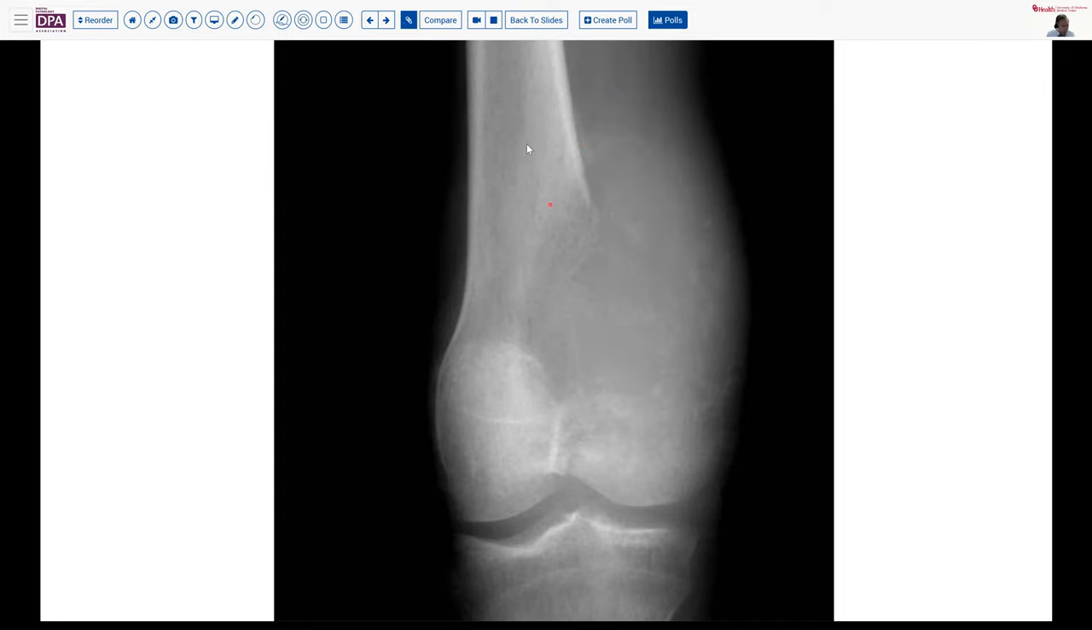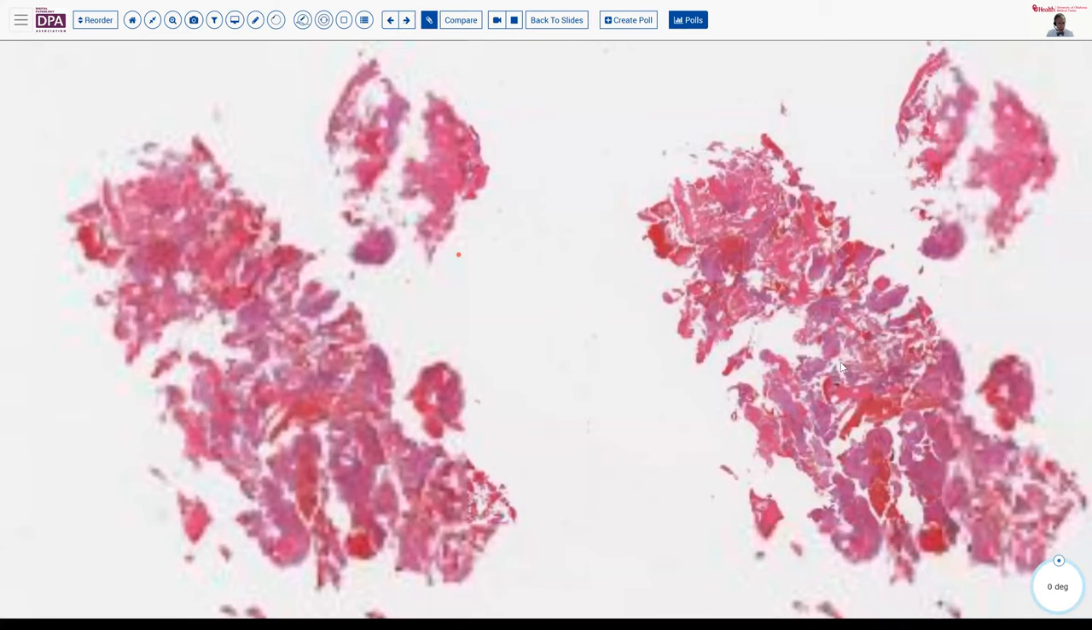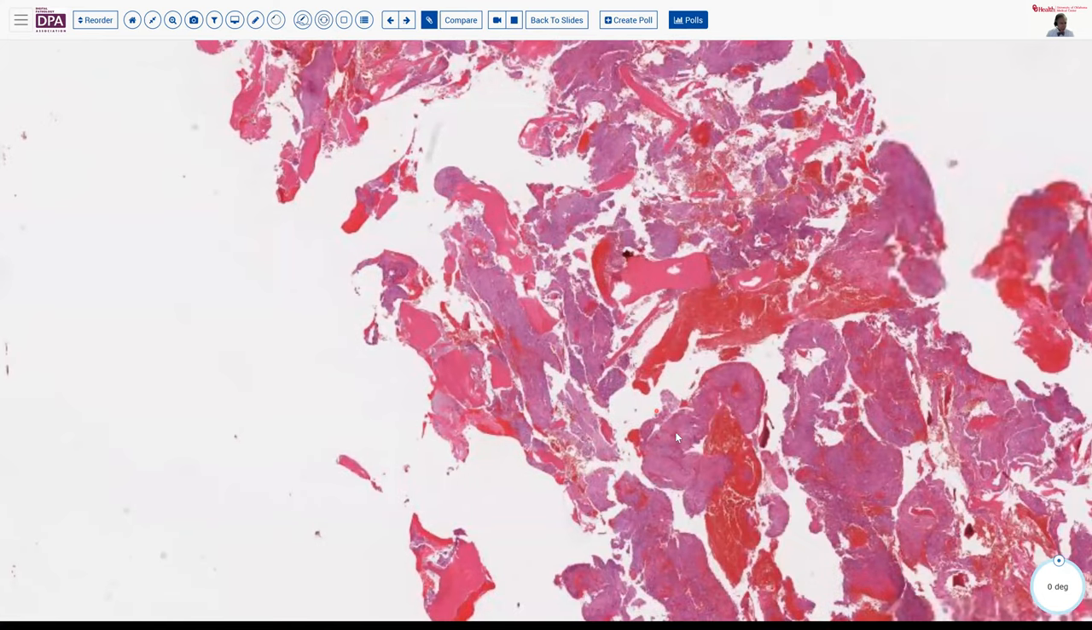Maybe you can even see a little bit of elevation of the periosteum up here, a little bit of a Codman's triangle. But if you look at the margins here, it's very hard to say where the tumor stops and where the normal bone begins. Is it here? Is it here? We can't really tell. There's just a very destructive character to this lesion. And this is a particularly aggressive type of osteosarcoma known as the telangiectatic osteosarcoma.